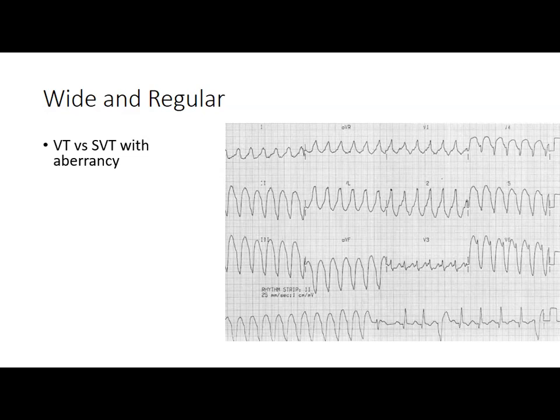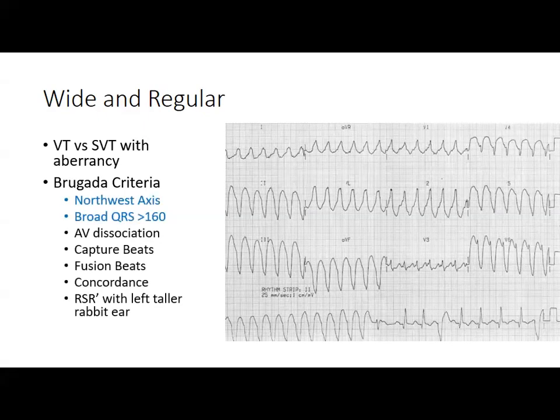It's generally a bundle branch block that is making your atrial activity go through your AV node, and then it widens as your bundle branch block prevents your left and your right ventricle from contracting together. Does anyone know how we tell the difference between VT and SVT with aberrancy? There's a particular set of criteria. It's the Brugada criteria, not to be confused with Brugada syndrome, which is a congenital syndrome that predisposes you to sudden cardiac death.